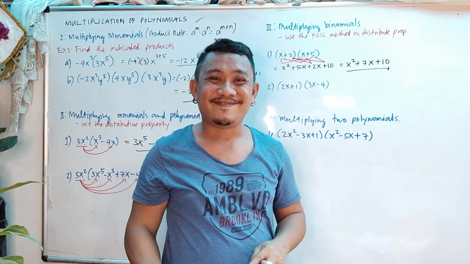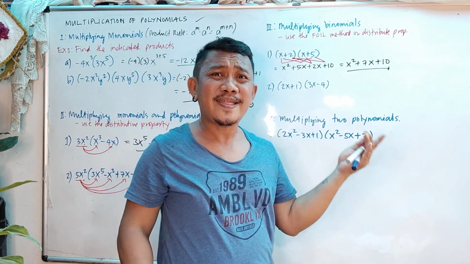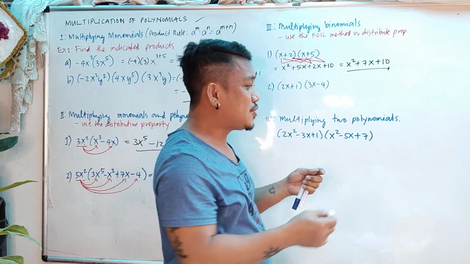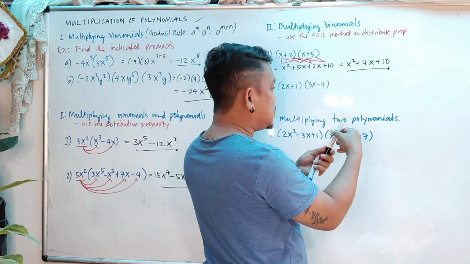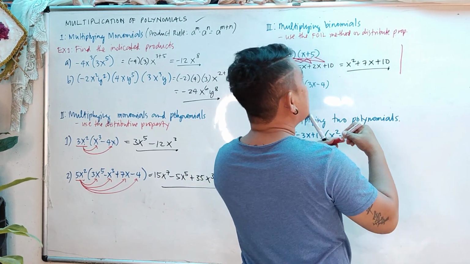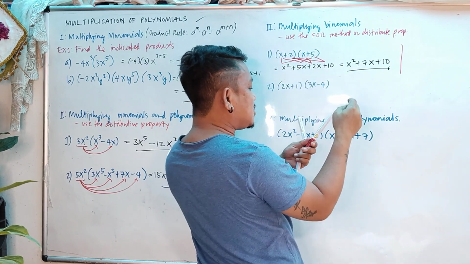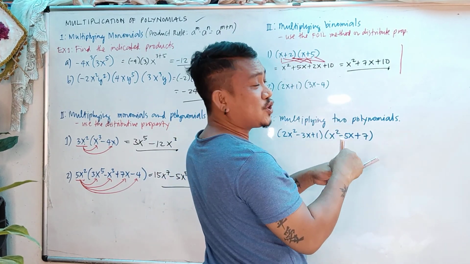Okay? Bright kay si Irene. Okay. Hindi na siya ka-simple class. Also, kung di mo ganahan sa FOIL method, you can solve that one from the other method, no? Using distributive property. X plus 2 times X plus 5. So, pwede din siya ma-solve kung ginahan ni class.